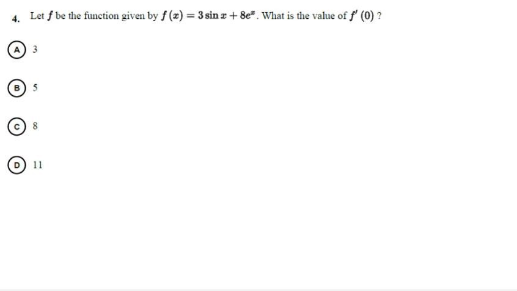So let's go ahead and get into this one right here. We have our given function and we want to know the value of the derivative when x equals 0. With this function, we can use our sum and difference rules with our derivative. So let's go ahead and find the derivative with respect to x.